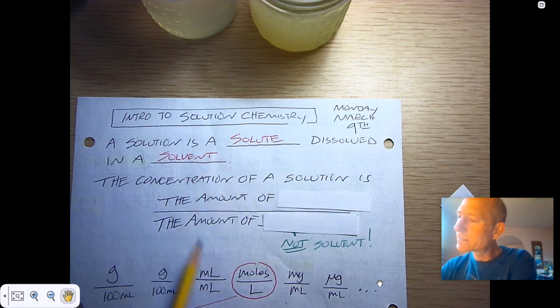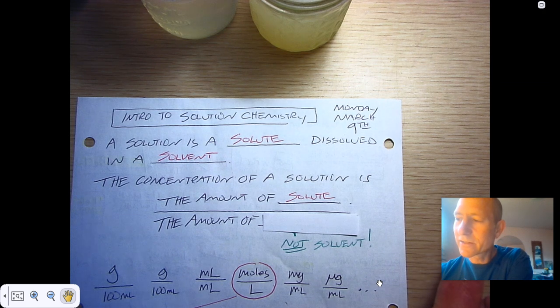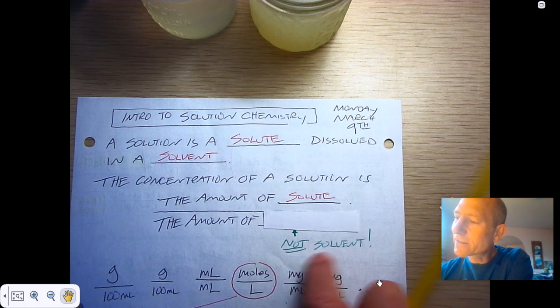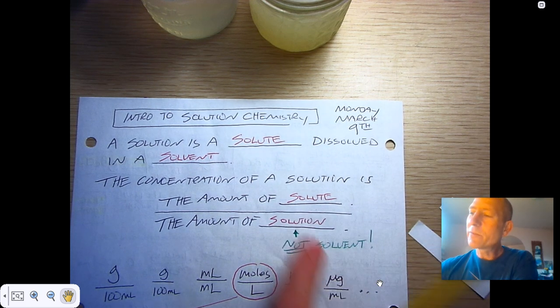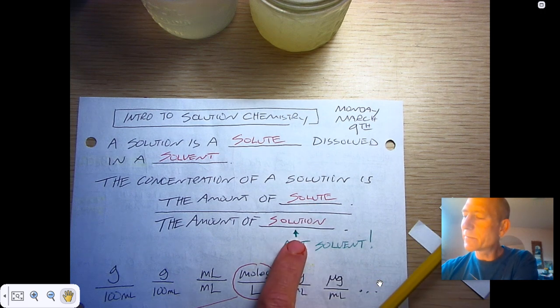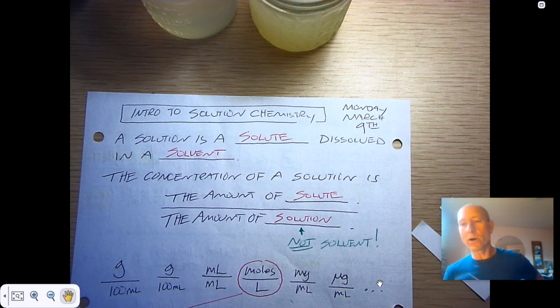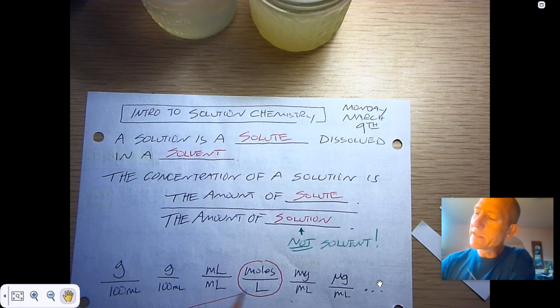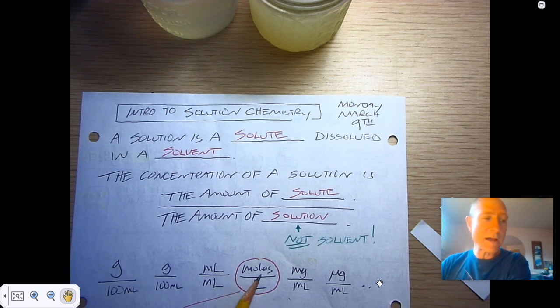That's right. And if you want to quantify the concentration of a solution, you simply have to divide the amount of one of these by the amount of the other one. You have to divide the amount of solute by the amount of solution. And you can put any number in here you want and any number in here you want. You could put grams over 100 milliliters. You could put milliliters over milliliters, whatever. But what we're going to use most often is moles per liter.